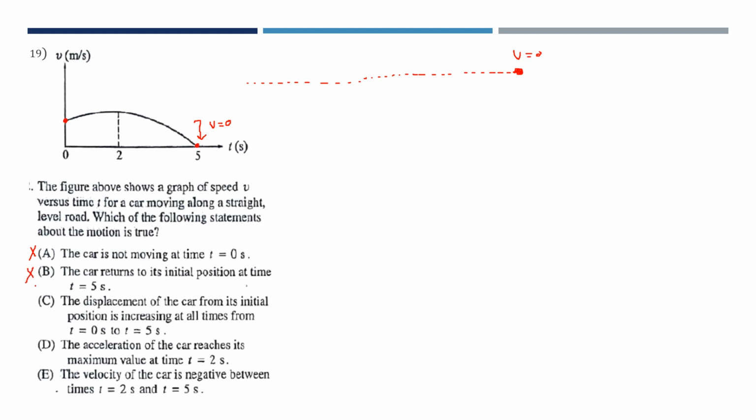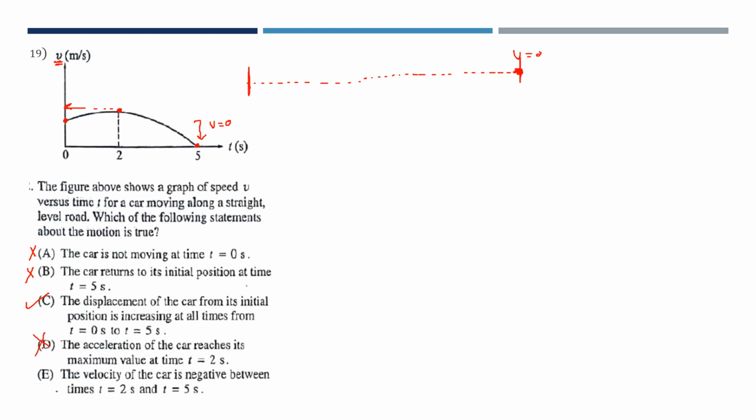C. The displacement of the car from its initial position is increasing at all times from 0 to 5 seconds. Yes, from 0 to 5 seconds the car was moving along a straight level road and then it stopped. So the displacement was increasing at all times from 0 to 5 seconds. This is the correct answer. Let's check D and E. D. The acceleration of the car reached its maximum value at t equals 2. At t equals 2, we reached the maximum value for velocity, not the acceleration, so it is not correct.